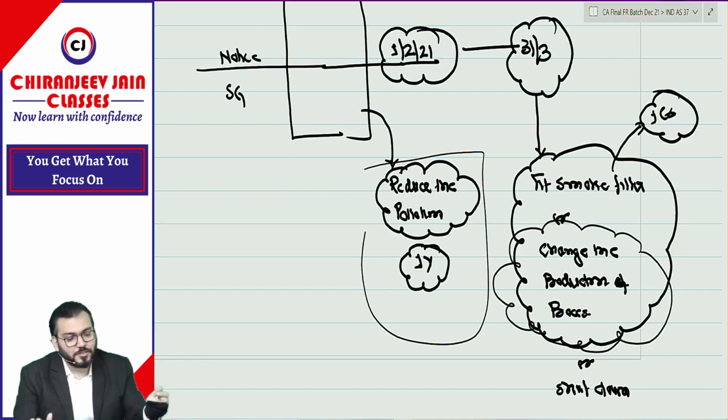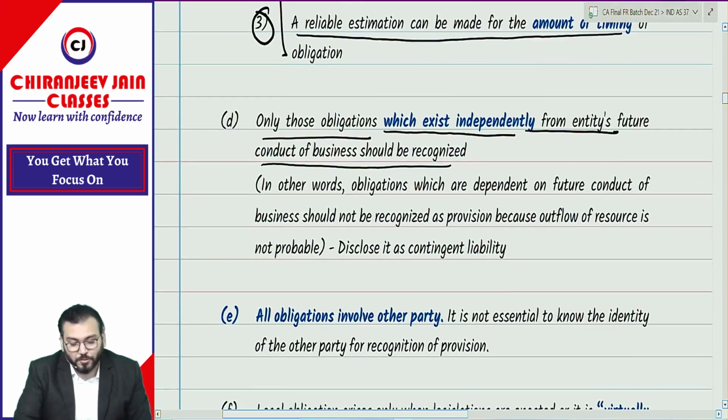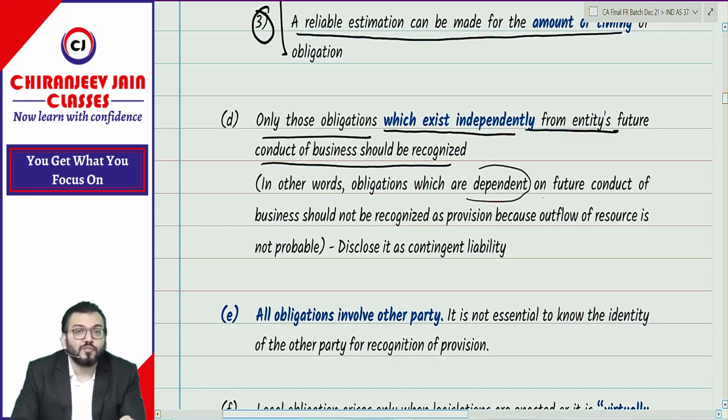Have you understood? So I will try to conclude with this: only those obligations which exist independently of the entity's future conduct of business should be recognized. In other words, obligations which are dependent on future conduct of business should not be recognized as provision because outflow of resource is not probable.